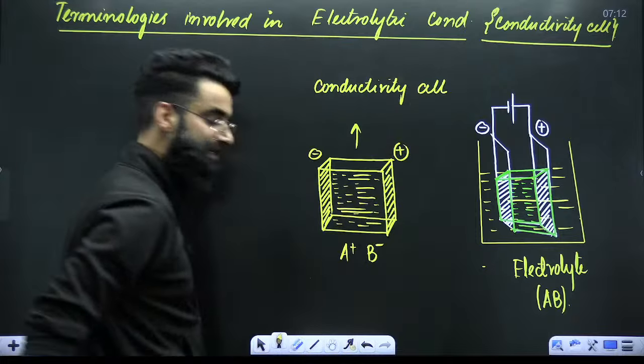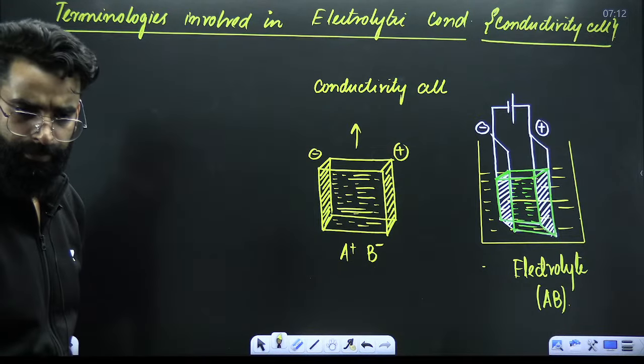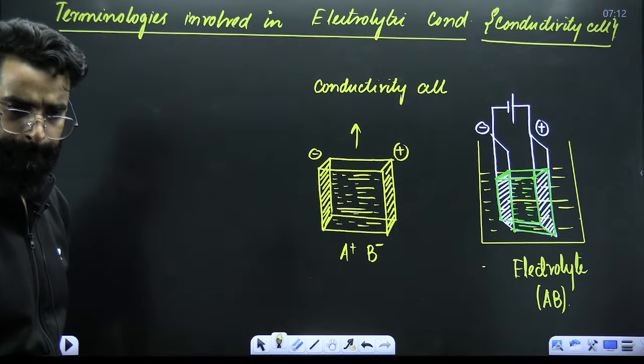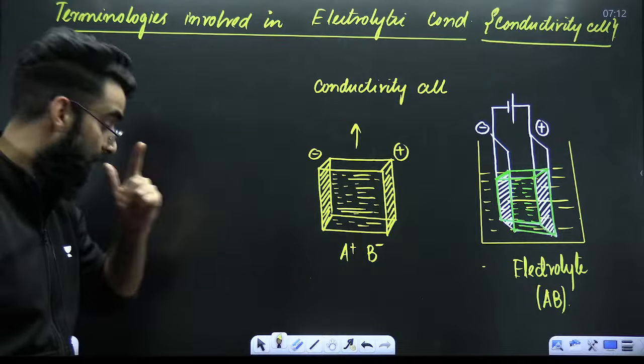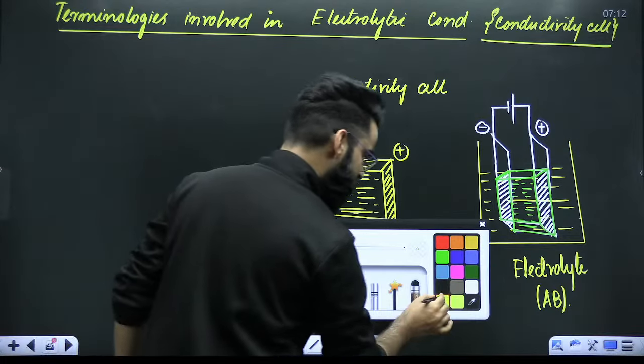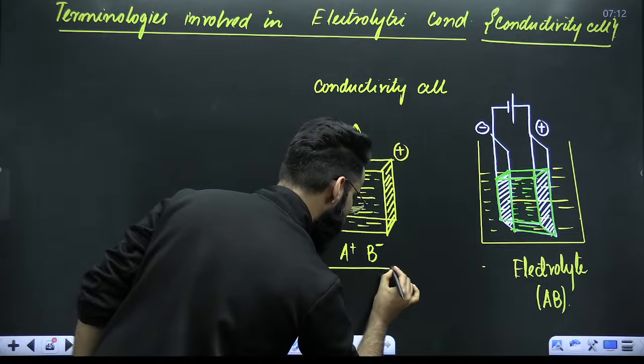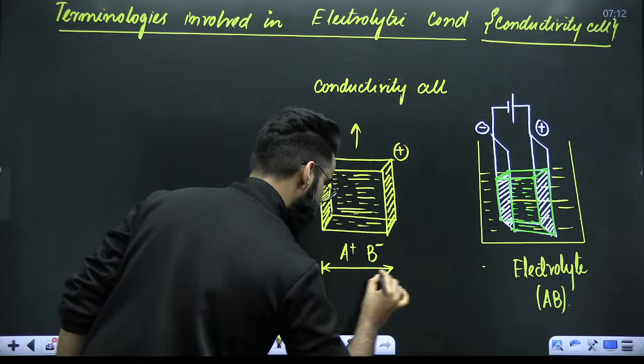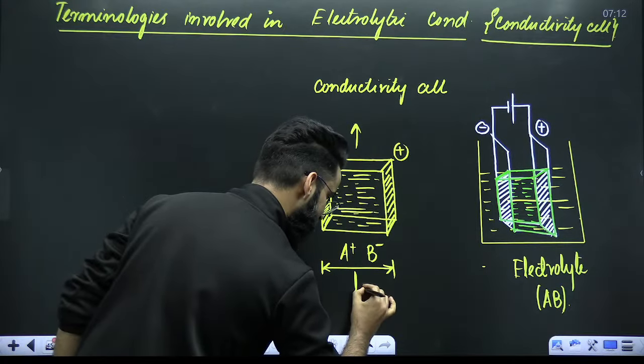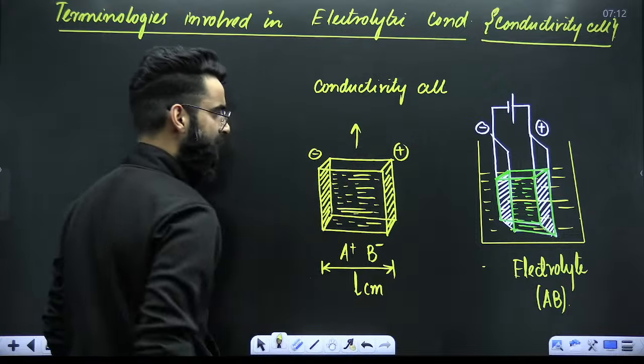This is something which you call a conductivity cell. Correct? Now, my dear students, let me assume certain things. Let's assume the distance between these two electrodes is L centimeter.